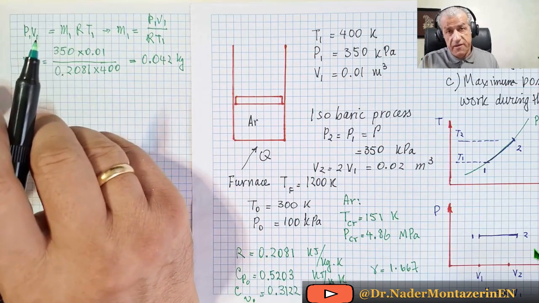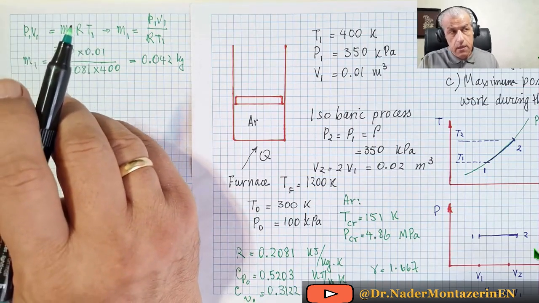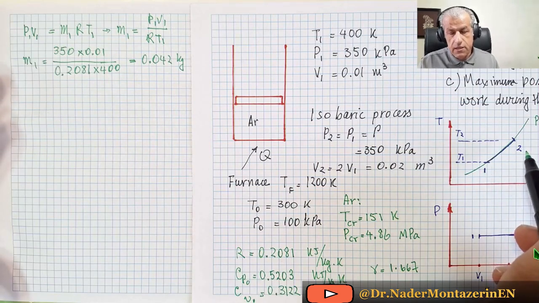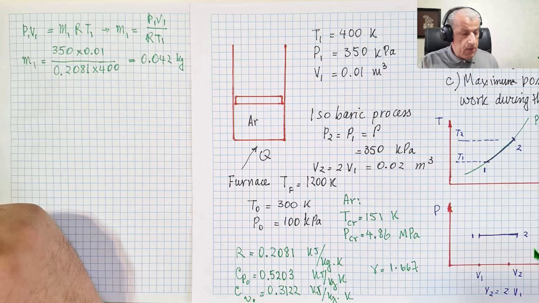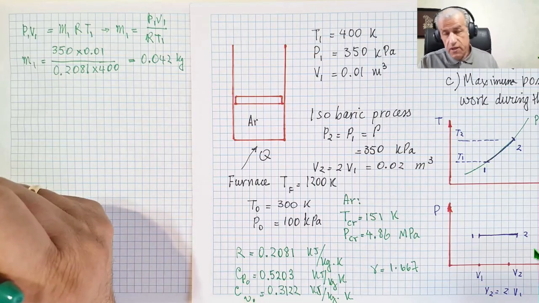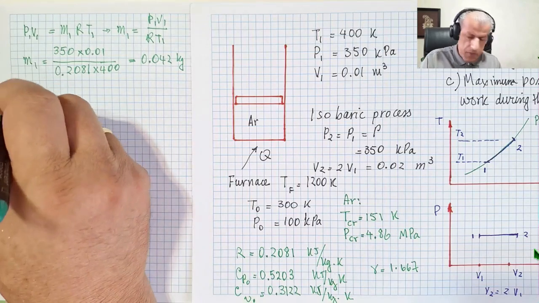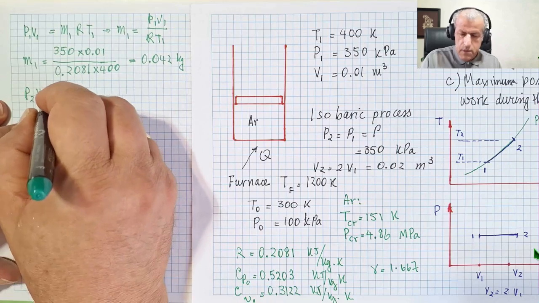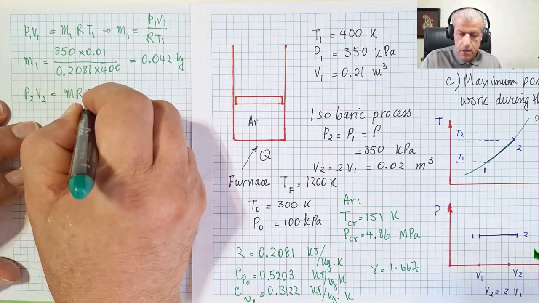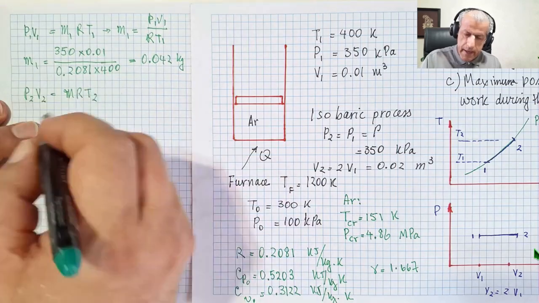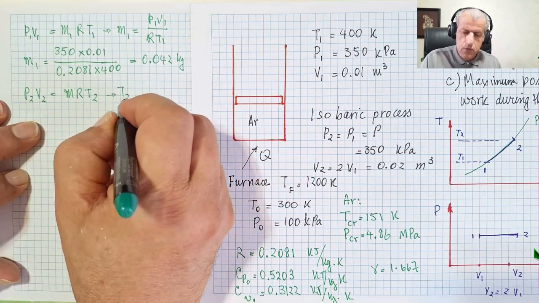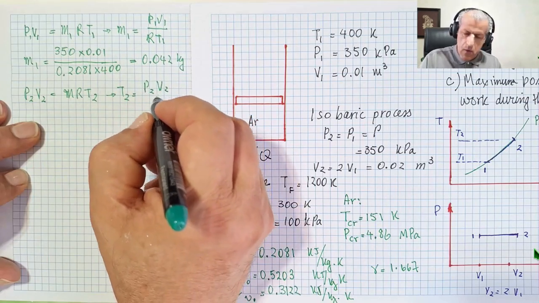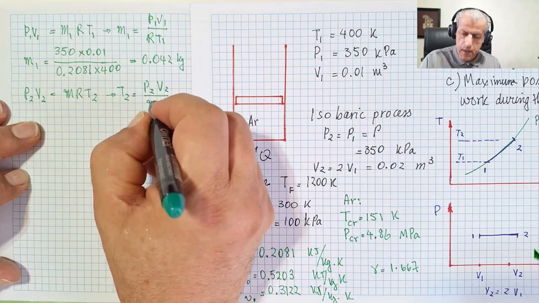Once the perfect gas law applies, it applies for both the initial condition and the final condition. In the final condition, the pressure is the same, but the volume has doubled. Therefore, P2V2 equals MRT2, and therefore T2 equals P2V2 over MR.